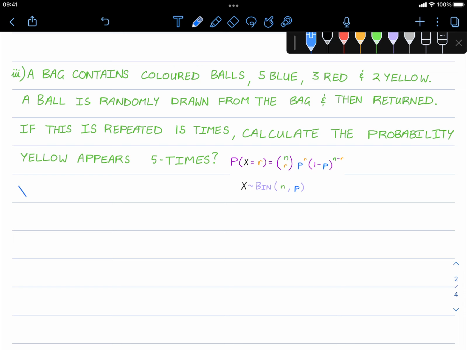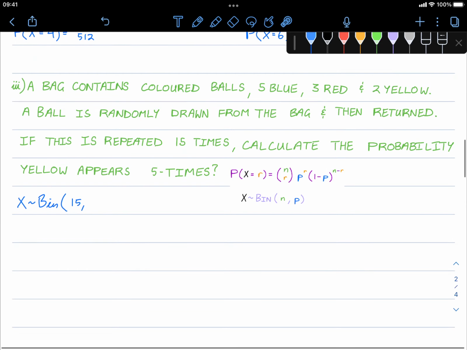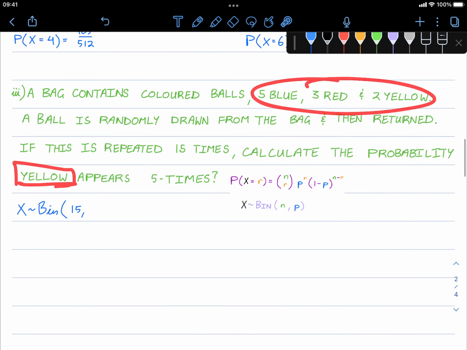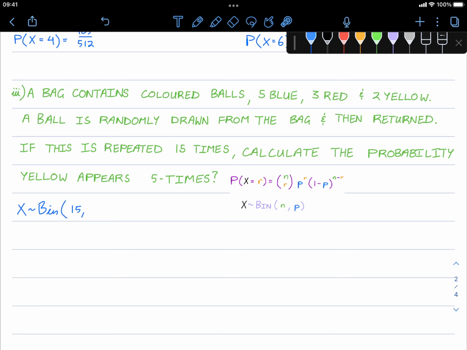Okay, so first we should define a binomial distribution, or binomial probability. n is the number of repetitions, so we are repeating this 15 times. And the probability of success is, well, because we're looking at yellow, what is the probability that yellow is drawn from this sample space? Well, in total there are 10 balls, and 2 of them are yellow. So 2 in 10, which is 1 in 5. So that there is our binomial probability.